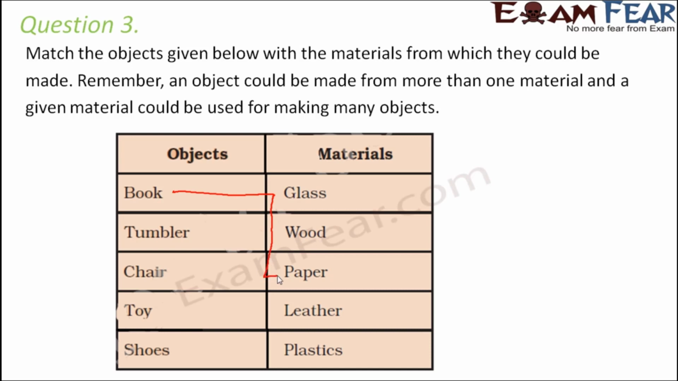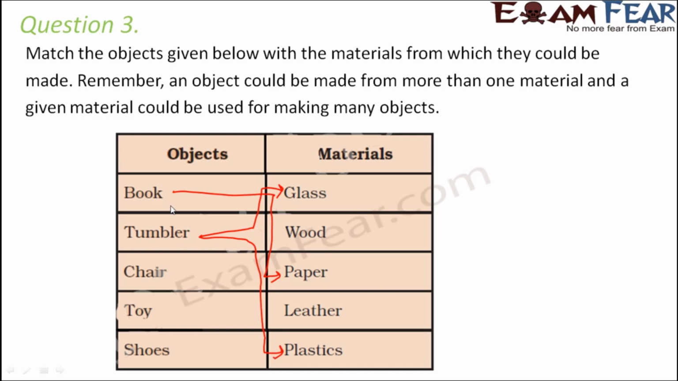Do you think a book can be made up of glass as well? No. Wood, no. Leather, no. Plastic, no. So a book can be made up of paper. Think of a tumbler. A tumbler can be a glass tumbler. A tumbler can also be a plastic tumbler.